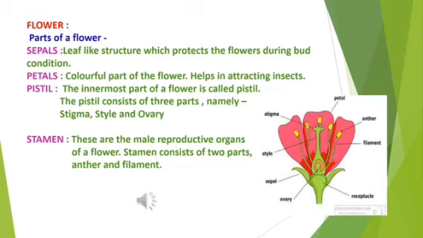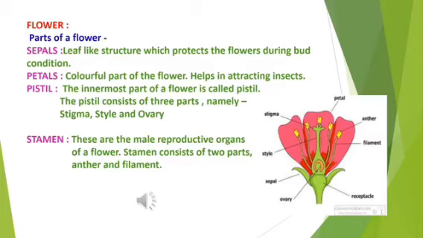The next layer is the most brightly colored part, which is called the petals. So petals are the colorful part of the flower. Why are they so colorful? That is to help attract insects for the process of pollination.